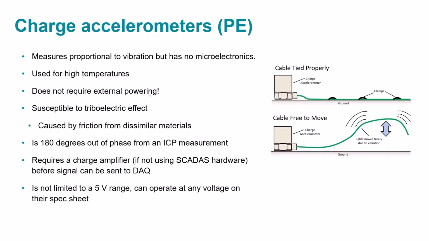So you know how we have to apply that constant current to an ICP accelerometer? With charge accelerometers, we don't need to do that. We could take a cable, run it right from the accel, and put it right into the data acquisition system. There's some caveats to that, but that's the general principle.